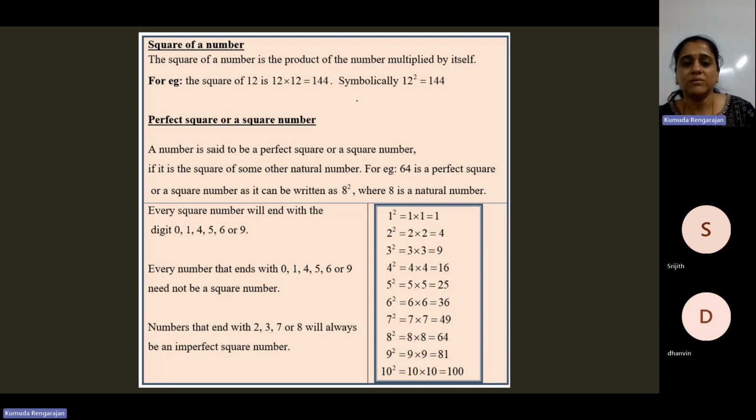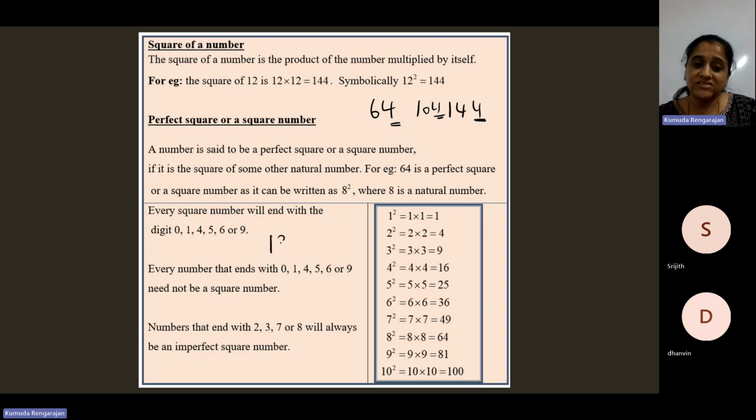May or may not be. Because as I just told you, in the case of 64, it ends with 4 and it is a perfect square. 144 ends with 4, and it is a perfect square. 104 ends with 4, but it's not a perfect square, because no number multiplied with itself will give you 104.